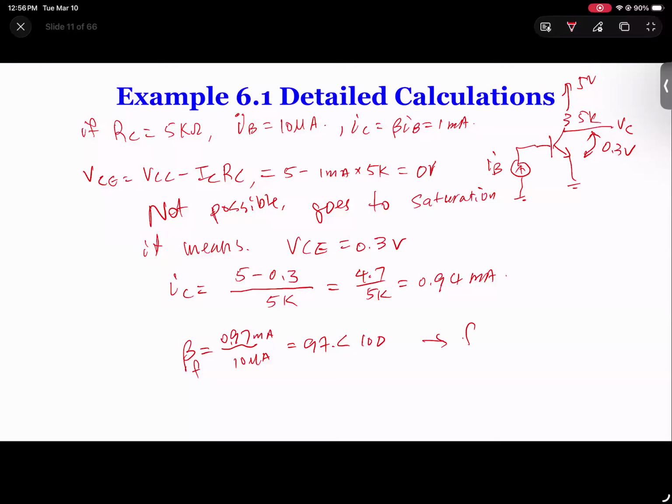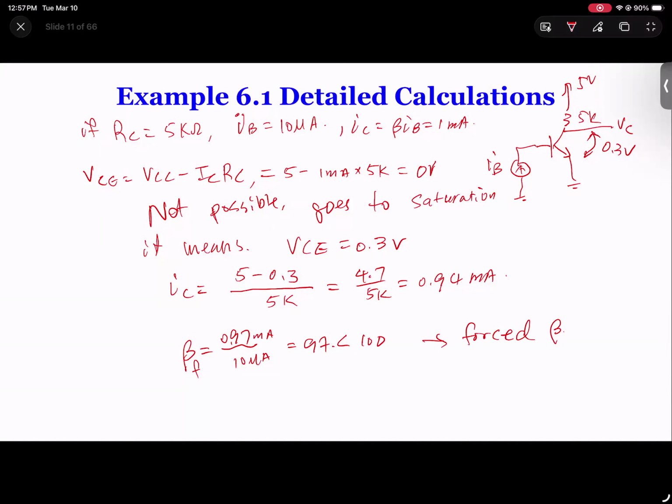So this is called forced beta, which means while in saturation, the relation between IC and IB is no longer going to be 100, it's going to be smaller. So this example says if we have 5K, it did drop a little bit, but not so much. It only dropped about 6%.